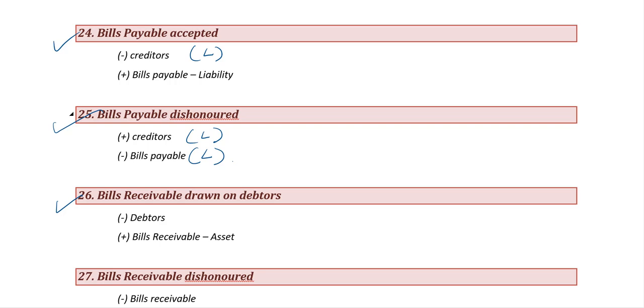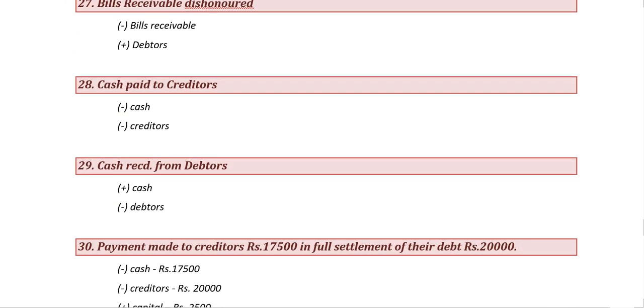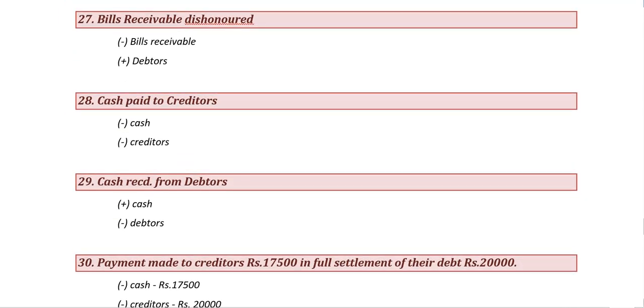Bills receivable drawn on debtors. We need to deduct from debtors. Debtors is an asset and we need to add to bills receivable, which is an asset. Bills receivable dishonored. We need to deduct from bills receivable, which is an asset, and we need to add to debtors, which is also an asset.